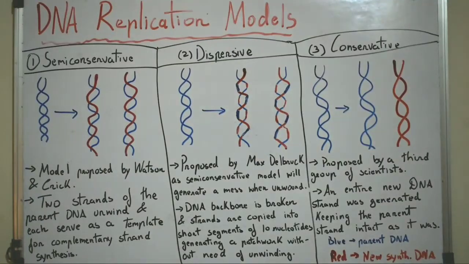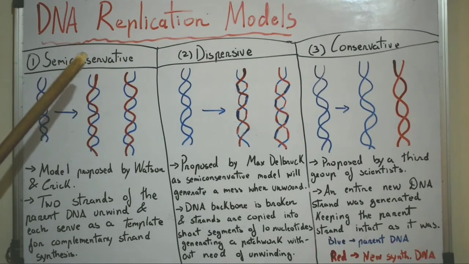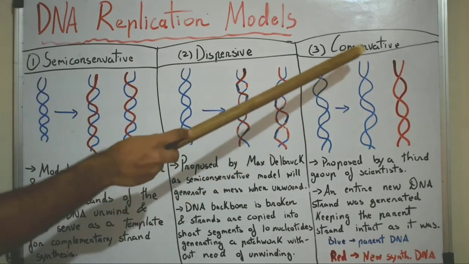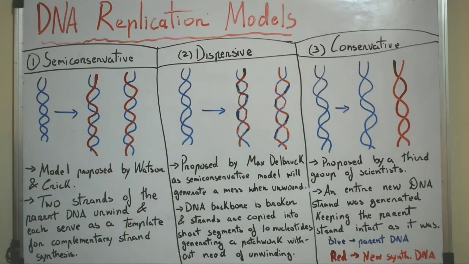Hello everyone, so today we are going to talk about various models of DNA replication. Now there were three major models which were proposed. First was the semi-conservative model, second was the dispersive model, and the third was the conservative model of DNA replication. So now the blue strand indicates the parent DNA and the red strand indicates the newly synthesized daughter DNA.